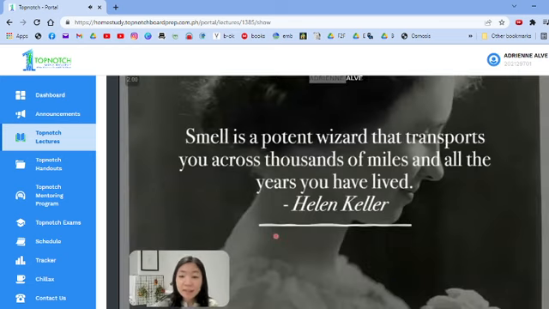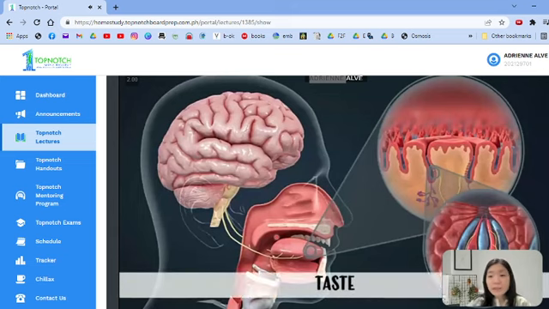It is said by Helen Keller that smell is a potent wizard that transports you across thousands of miles and all the years you have lived. Odors take a direct route to the limbic system, including the amygdala and the hippocampus, the regions related to emotion and memory. And that's why scent, emotion, and memory are closely intertwined. Now let's move on to taste.